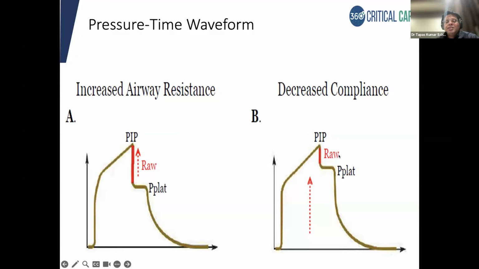But if the compliance is decreased, as in severe ARDS, your plateau pressure rises and anyway your peak inspiratory pressure would be high, or it would be compensated with a rise in the plateau pressure. That means the airway resistance will not be the problem here, rather it would be the plateau pressure. Clear? In ARDS, you will get the plateau pressure to be high.